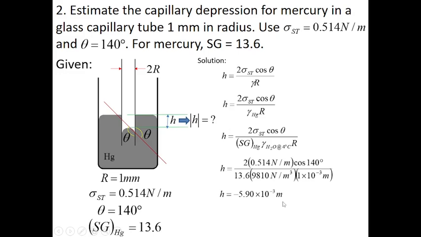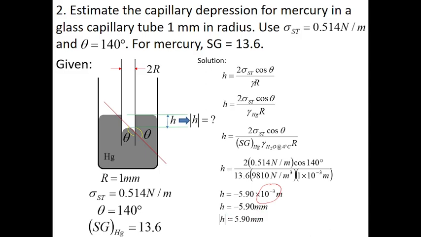We are expecting the answer to be negative because there is capillary depression, right? And we're looking for the absolute value of h. By the way, since this is 10 to the negative 3, that is milli. In my previous discussion, I introduced the prefixes. So this is millimeter, mm. 10 to the negative 3 is milli.